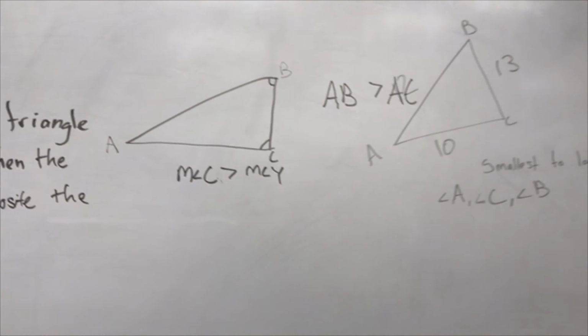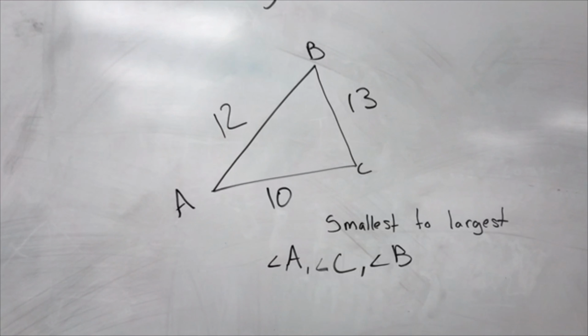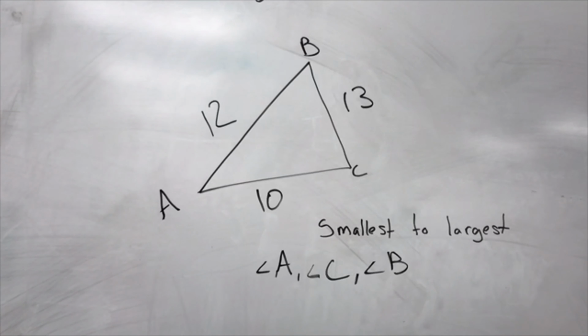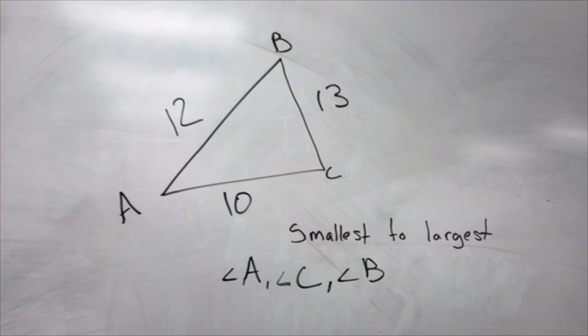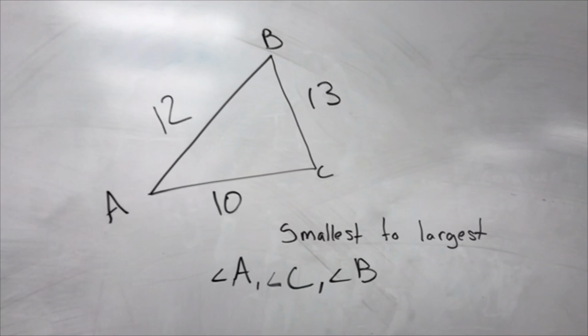Using the new given information, we can actually rank the angles and sides of a triangle from largest to smallest. So, in this first figure, segment AB is equal to 12, BC 13, and AC 10. So largest would be angle A, smallest would be angle B, and the middle would be angle C.